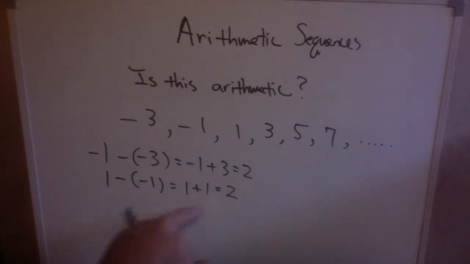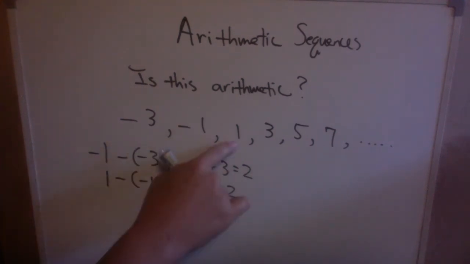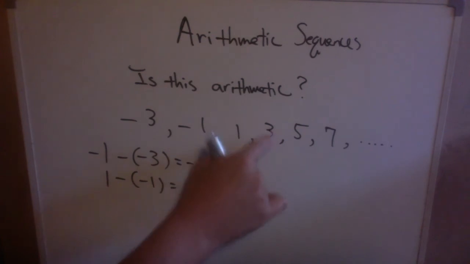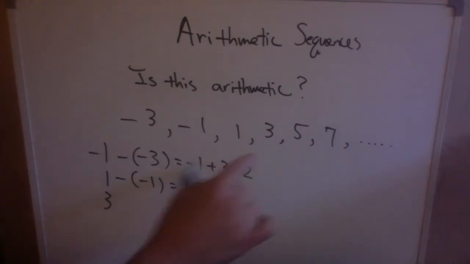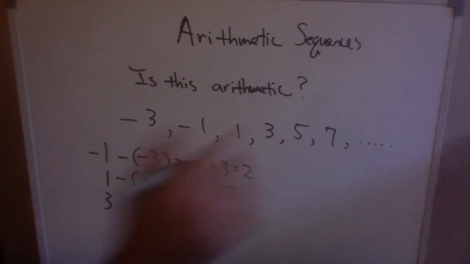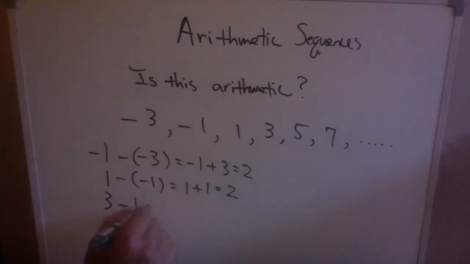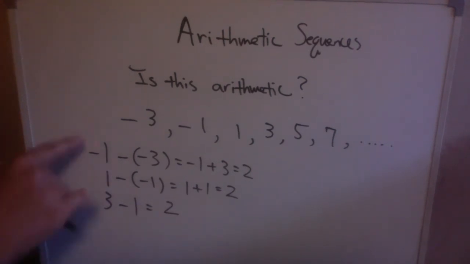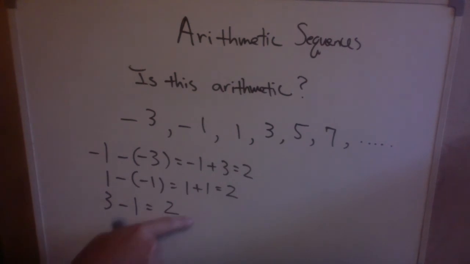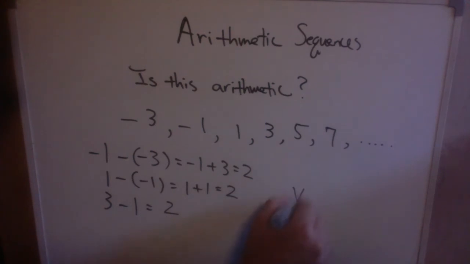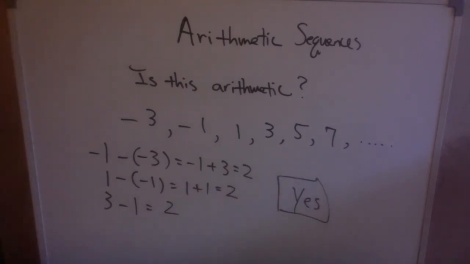So that's good. Let's look at another one. I'm going to say 3, and its preceding term is 1, so I'm going to take the difference between these two terms. So 3 minus 1, and that's also equal to 2. As you can see, the difference between any neighboring terms is always 2. So we can conclude that yes, this is an arithmetic sequence.